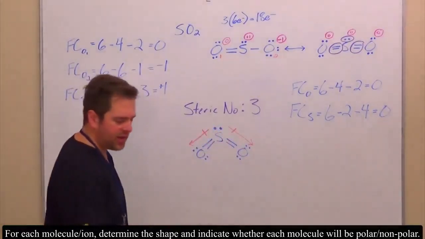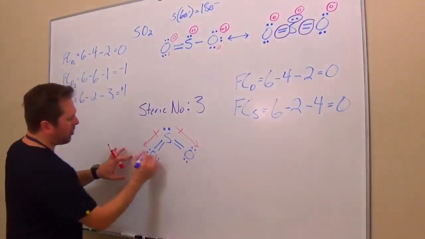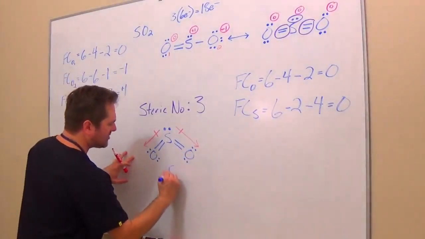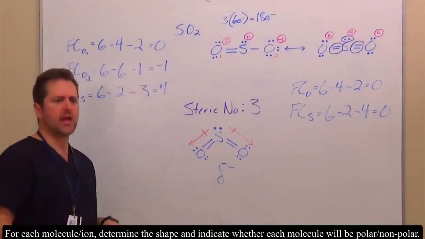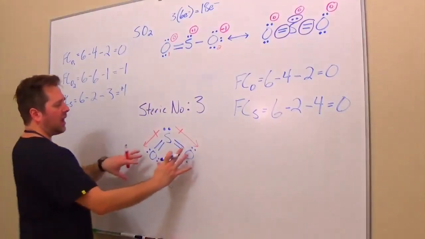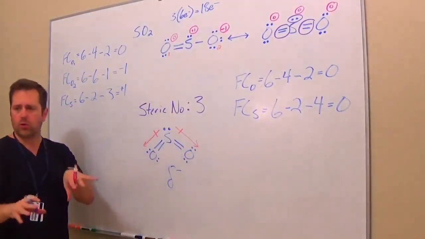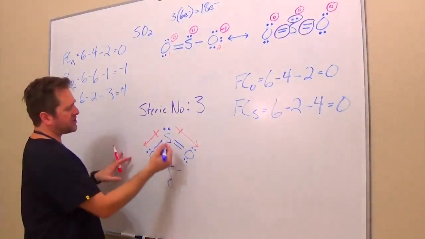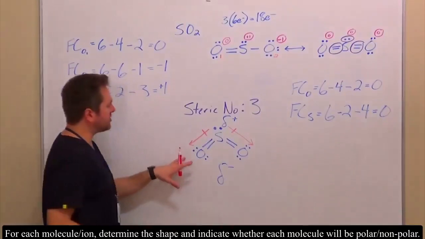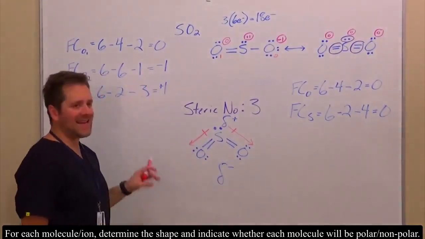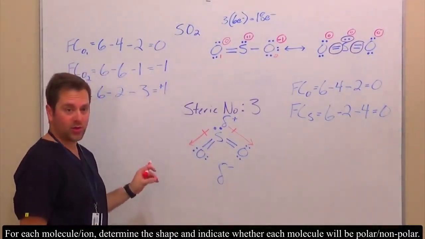So the implication there is that this whole area with all the oxygens has a somewhat negative charge. Not completely negative, but somewhat negative because of the denser or the more electron density. Versus the sulfur, this area is going to be somewhat positive. So the answer is yes, sulfur dioxide is a polar molecule.